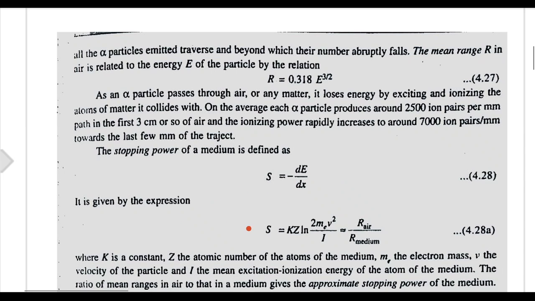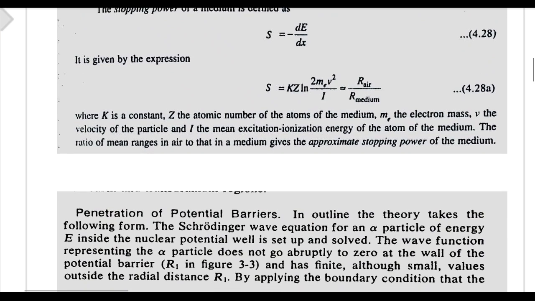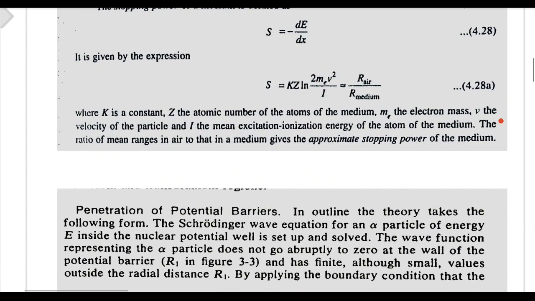It is given by the expression S equal to kZ log 2 m_e v square upon I, equal to R air upon R medium, where K is a constant, Z is the atomic number of the atom of the medium, m_e the electron mass, v the velocity of the particle, and I the mean excitation ionization energy of the atom of the medium. The ratio of mean ranges in air to that in the medium gives the approximate stopping power of the medium.